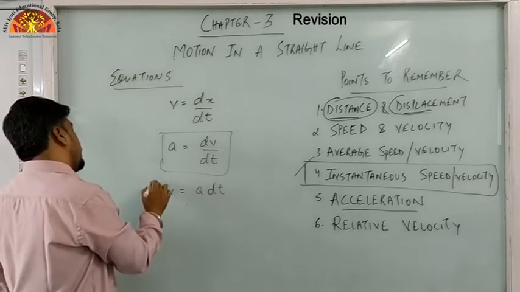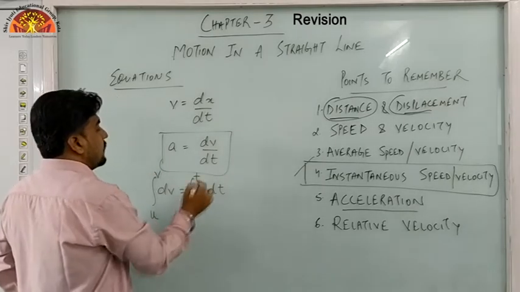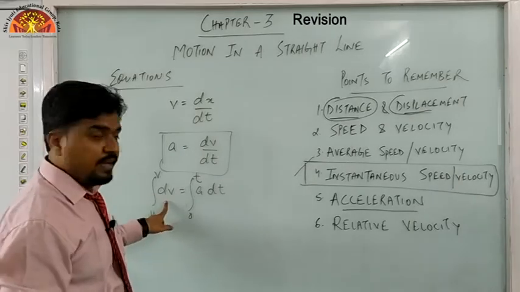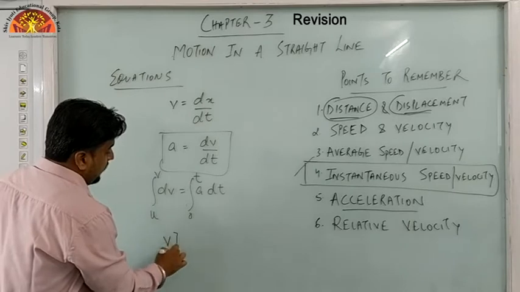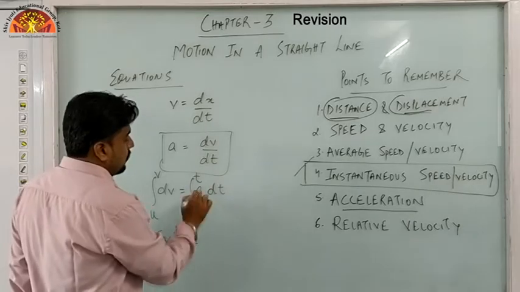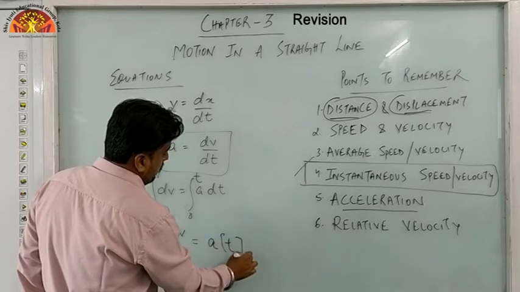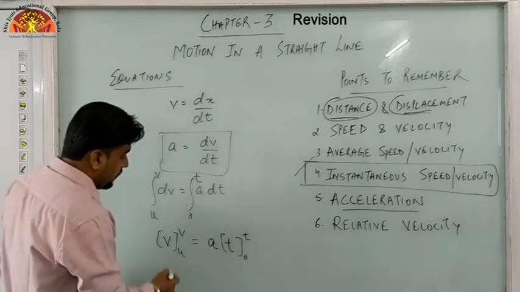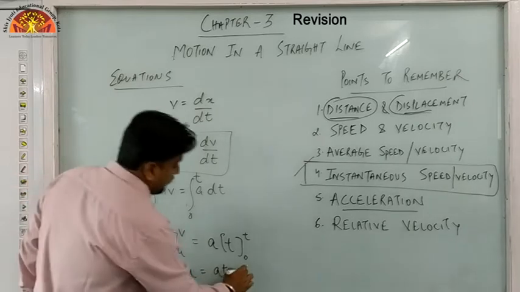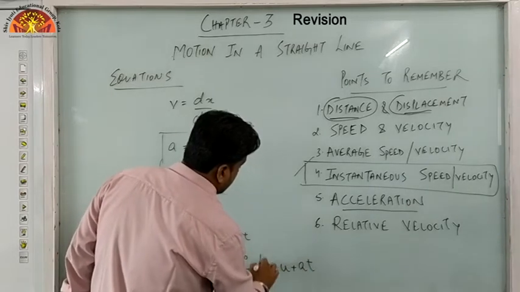Now, let's say the body traveled from velocity u to v in time, let's say 0 to t. So basic integration comes into the picture here. The integration of dv would be v, with limits from u to v. Here a is a constant, and the integration of dt would be t, with limits from 0 to t. When we solve it, we get v minus u equals a into t, which gives us v equals u plus at, which is the first equation.